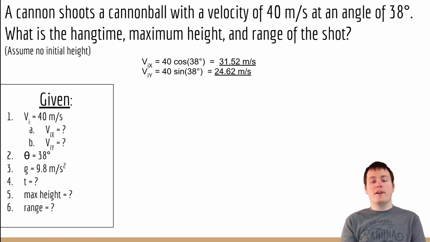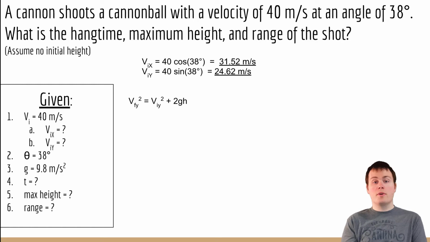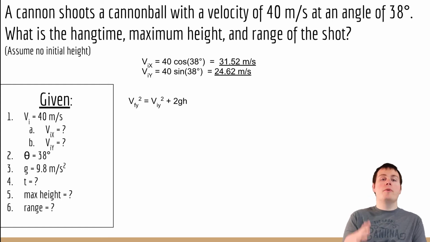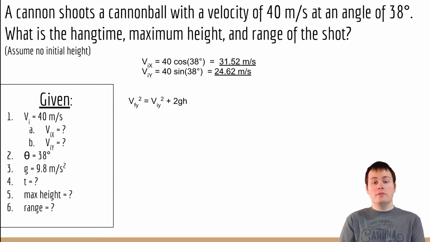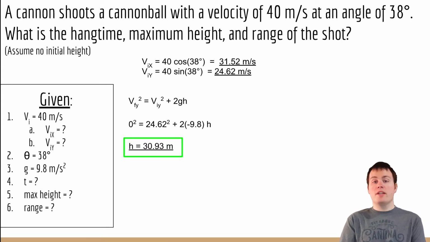For me, I decided to find the maximum height next. To do that, I used the equation final velocity squared is equal to initial velocity squared plus 2 times gravity times height. When it's at its maximum height, the final velocity is 0 because at that point it has no velocity in the y direction. So final velocity is 0, initial velocity is what we found before, and we know the rest. We plug it in and solve for height, and in this case we get 30.93 meters for the maximum height. Now we can use that to solve for some of the other unknown variables.